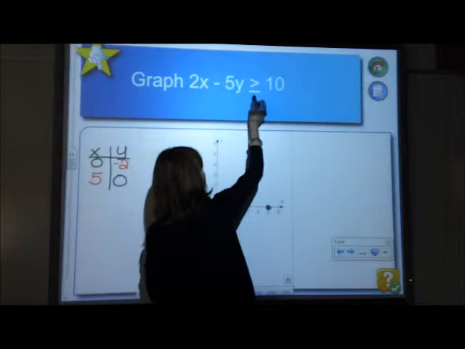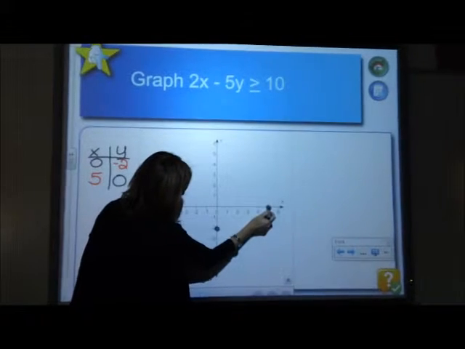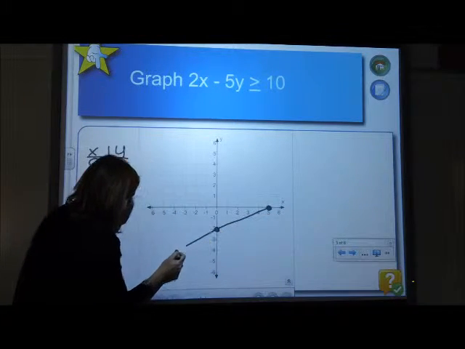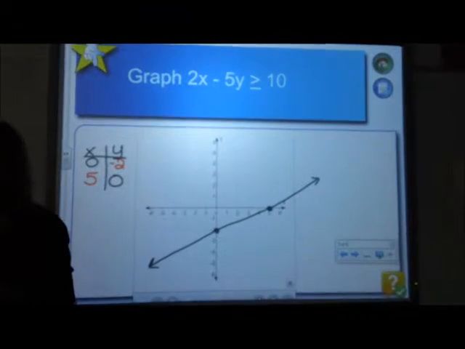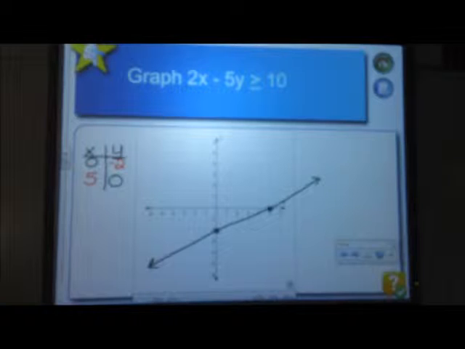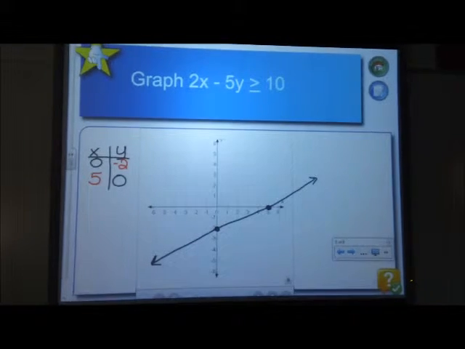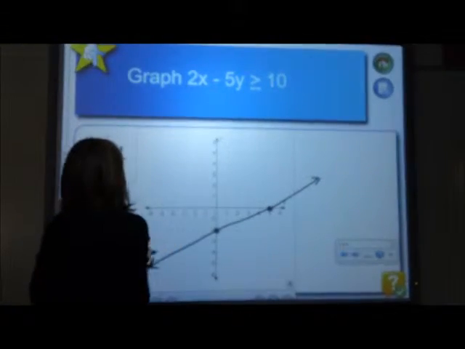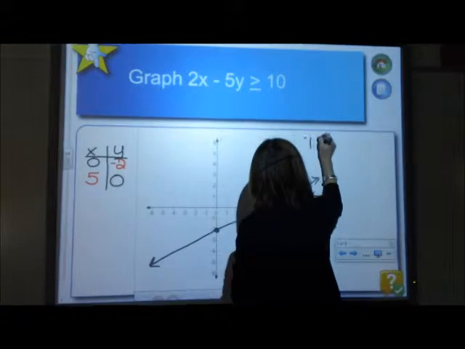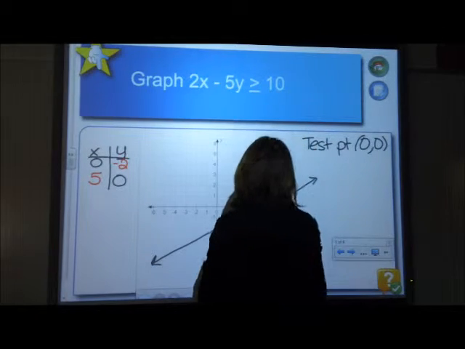Now, since the inequality is greater than or equal to, that means that the line is a solid line, so I'm going to give myself a solid line, okay? All right, so now we're going to use a test point for our shading. So I'd like you guys to go ahead and do that. What's the best test point for us to use? Well, the best test point for us to use is, are you saying it? 0, 0, because it's not on the line, okay? So I'm going to take the test point of 0, 0.